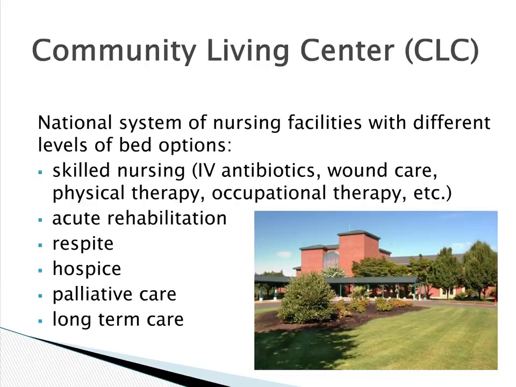And the last thing I wanted to talk about was the Community Living Center. This is a picture of the Portland CLC, and it's a national system of nursing facilities. I think there's about 130 nationwide, and there's many different levels of bed options. We're always talking about the best way, how much should we provide here, how much should we purchase in the community, what's the optimal way to make our funds count to provide the best services for our veterans.